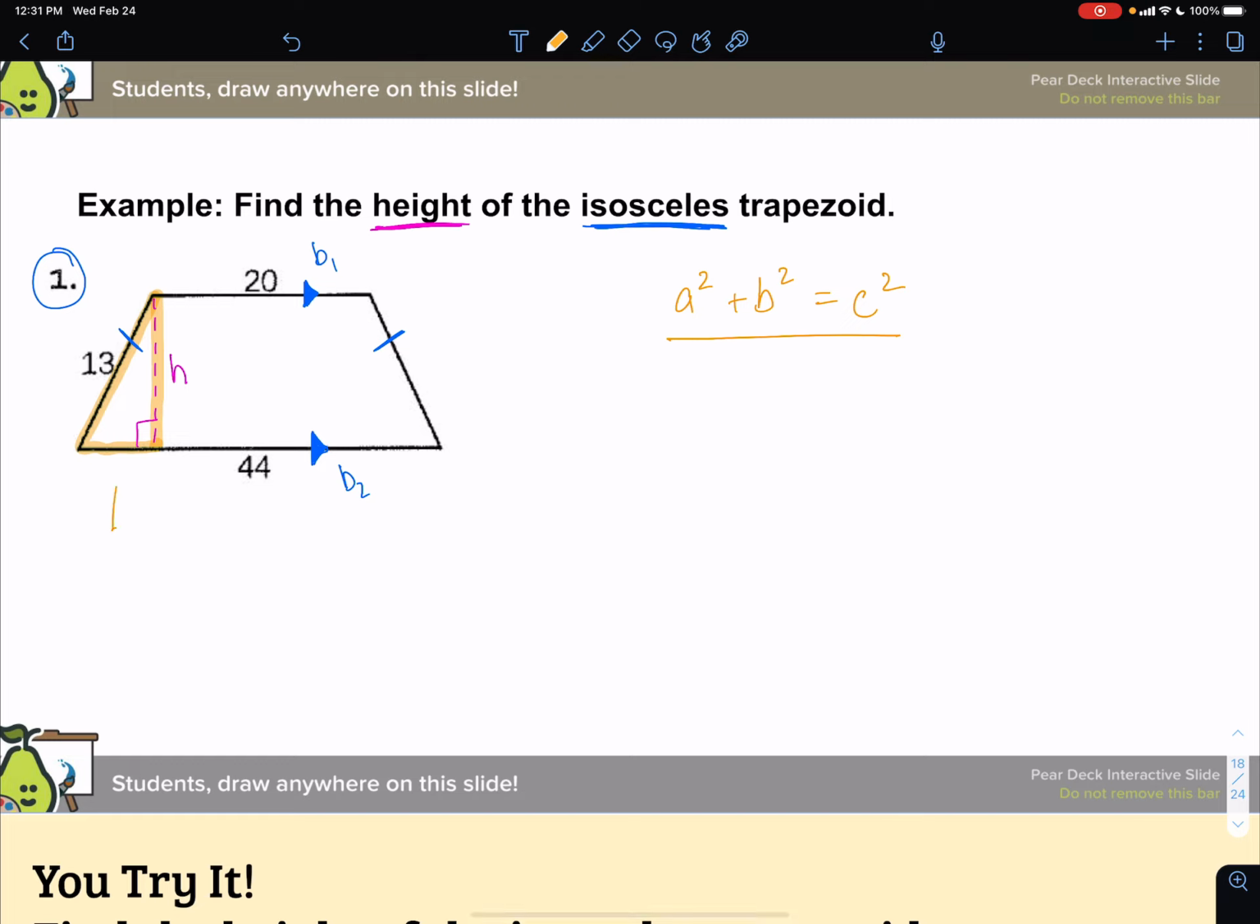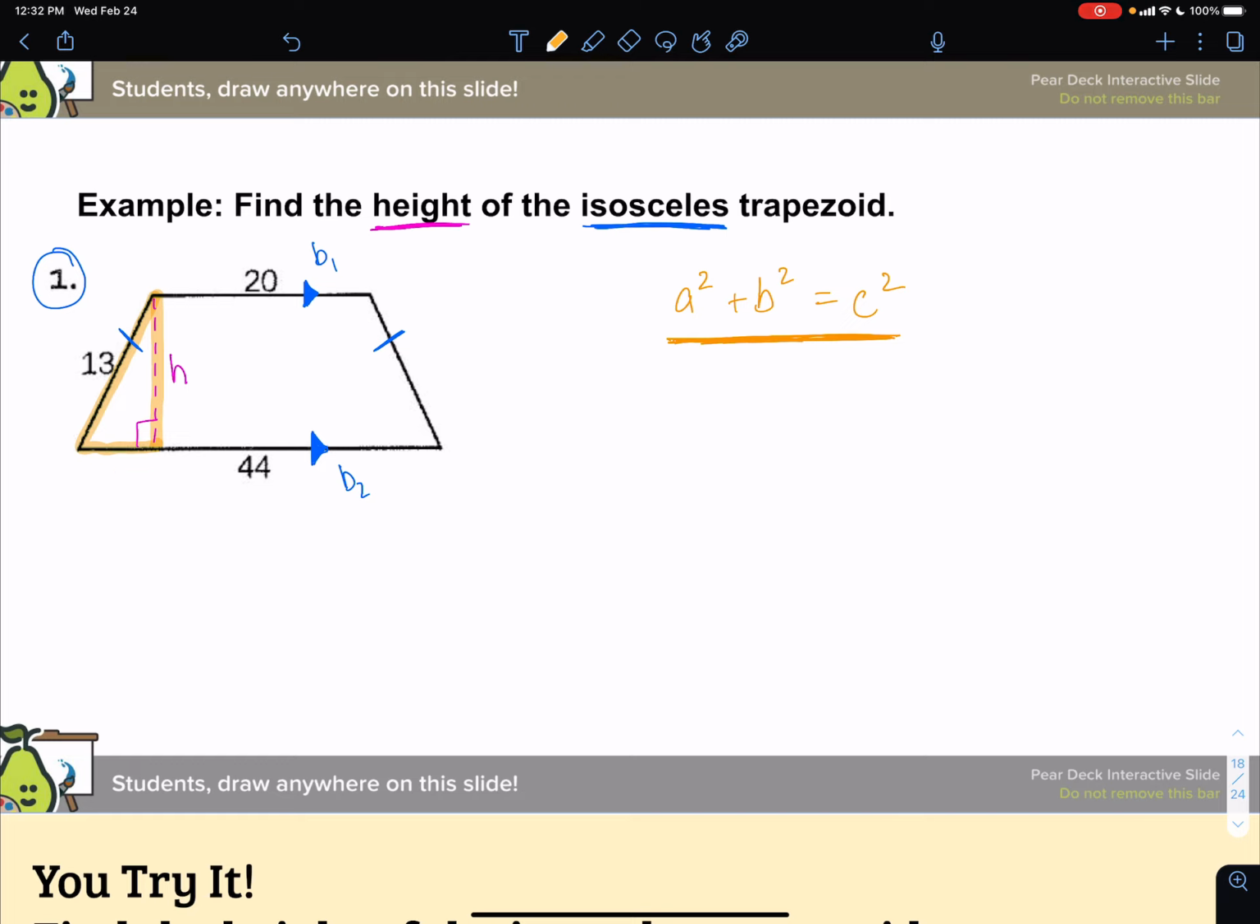But we also don't know this bottom side from our orange triangle. If we're going to use this orange triangle and use a squared plus b squared equals c squared to solve for h, we need to know the bottom length of this orange triangle, right? And then we'll know the 13, we'll know that one, and we can use that to solve for h. And so how can we figure that out is really the question here.